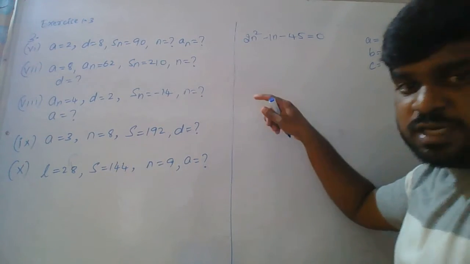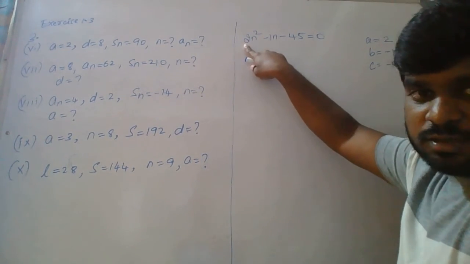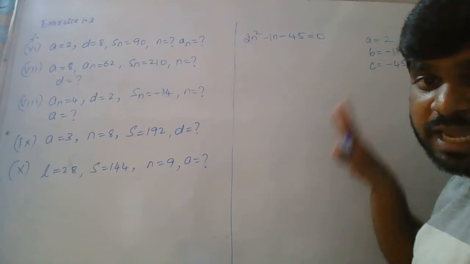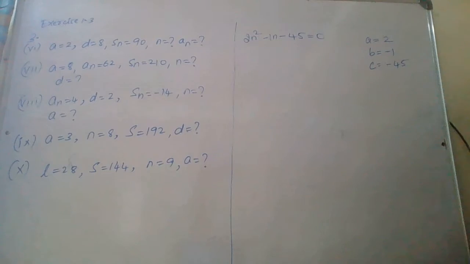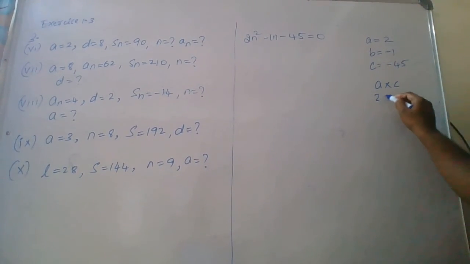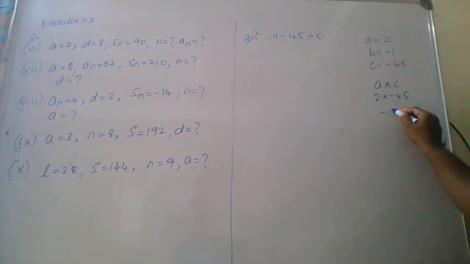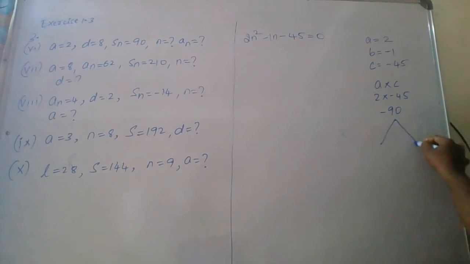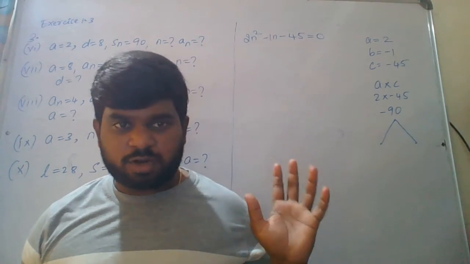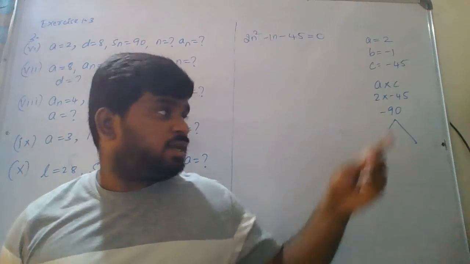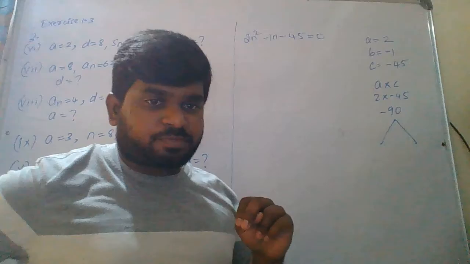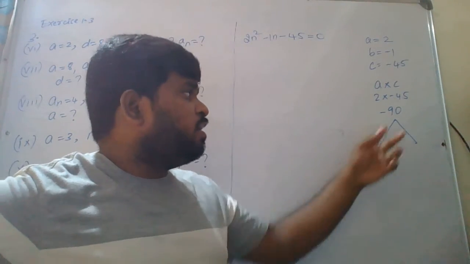So A is the coefficient of n square, which is 2. The coefficient of n is B, and the separate number is C, and you must take it with the sign. The next step is to multiply this A and C, that is 2 into minus 45, which gives you minus 90. First step is to find A, B, C. We have found it. The next step is to multiply A and C. We have done it. Now we have to find two numbers, two factors actually, factors of 90.